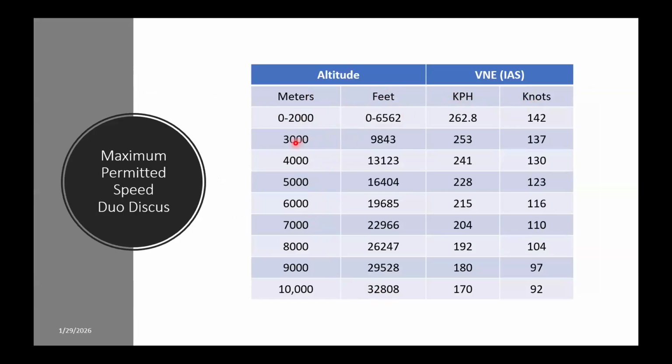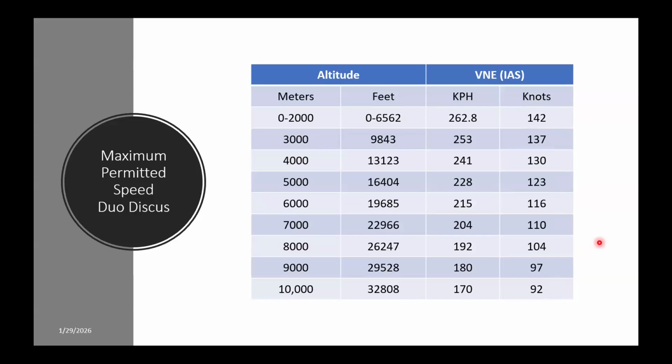So if you had a red line at 142 knots that was set at 2,000 meters during the certification, then at 3,000 feet your red line is decreased to 137 knots. At 10,000 feet, it's decreased to 92 knots. Okay. So you have to keep this in mind.